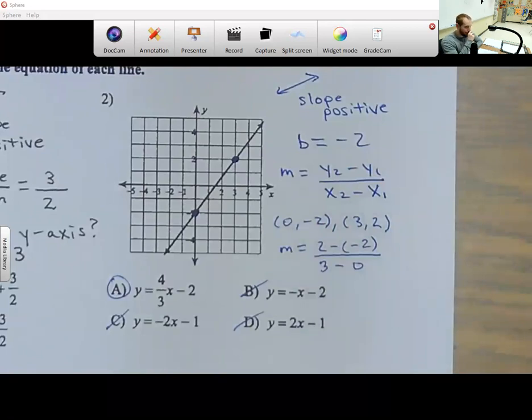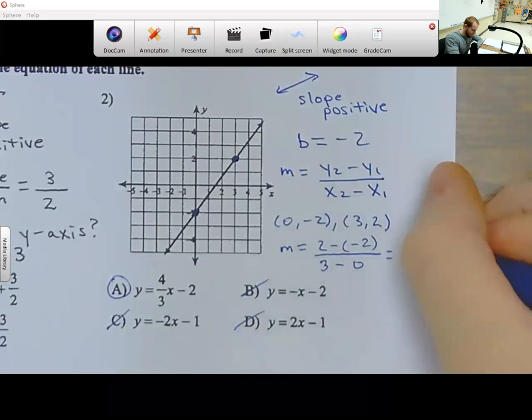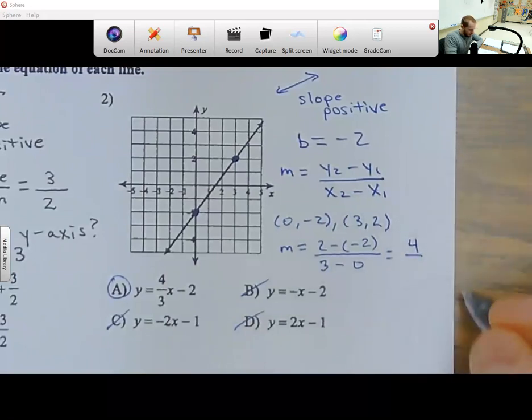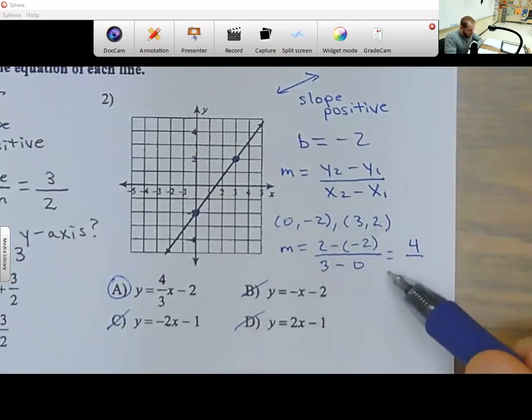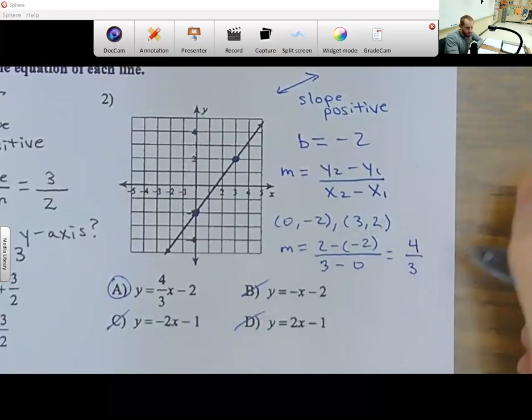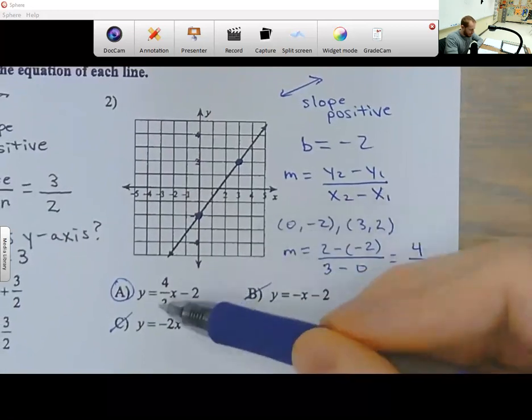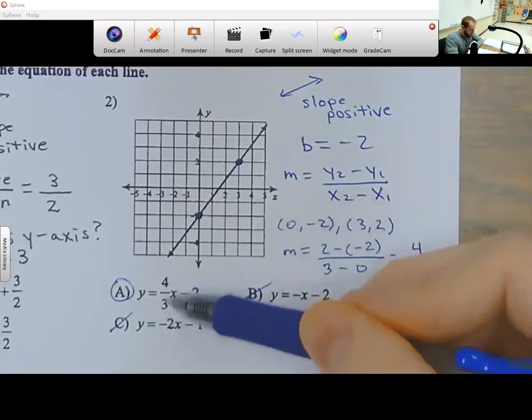So on top, we've got 2 minus -2. That's actually going to be a +4, right? And on the bottom, I have 3 minus 0, and we know that's going to be 3. So the slope is 4/3. I know that 4/3 is going to work right here.